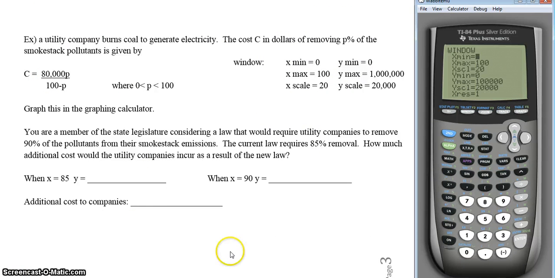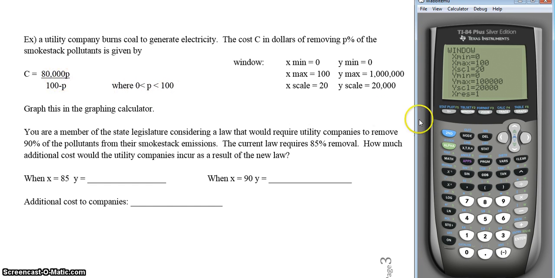Okay, for our next example, you'll notice that it says a utility company burns coal to generate electricity. The cost in C of removing p% of the smokestack pollutants is given by this equation right here. And they're saying that P is from 0 to 100. Obviously, that makes sense. You're removing from 0 to 100% of the pollutants.